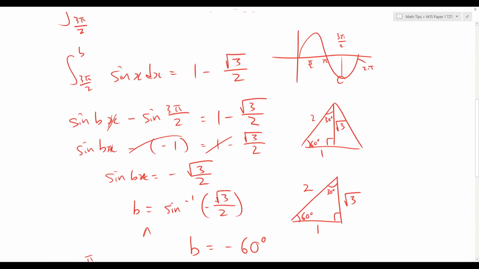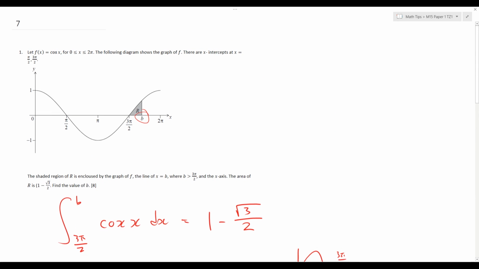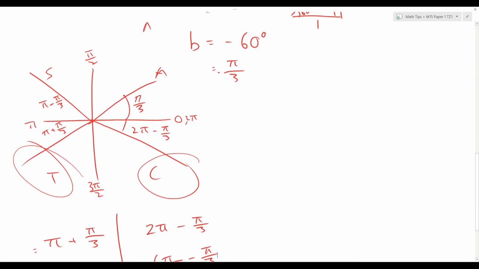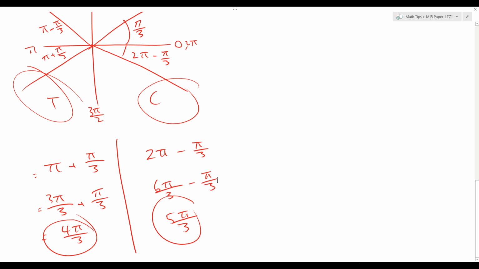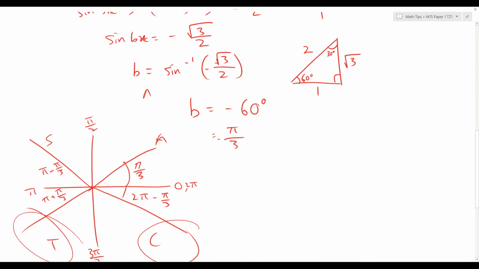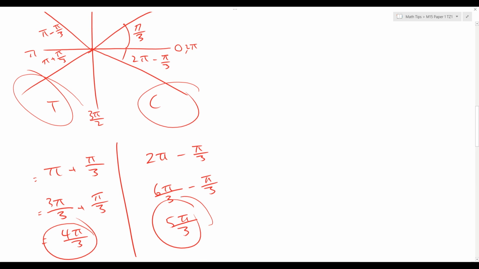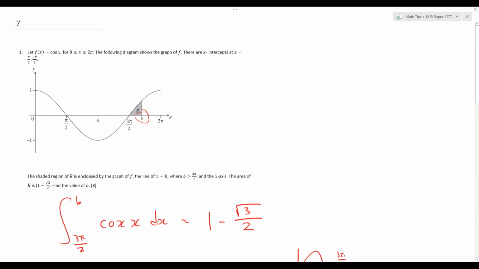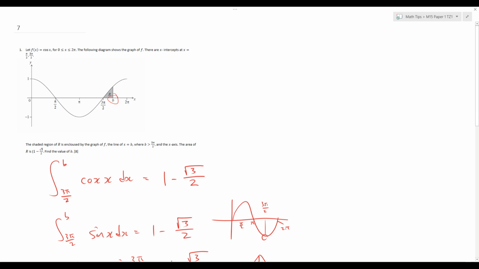So which one of them is the answer? If we scroll up and take a look, we know that 4π/3 is actually closer to the 2π. So obviously b will be the one closer to 2π, which the exact answer should be 5π/3. Alright, so that is quite a tricky question for you guys. Do look over this again because there are many little tricks involved other than just integration.